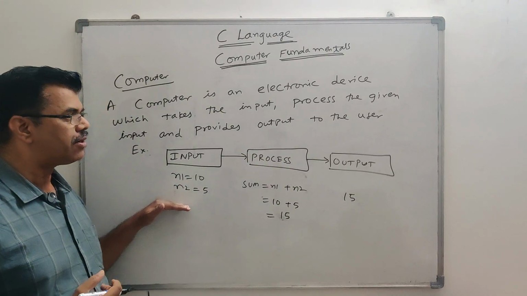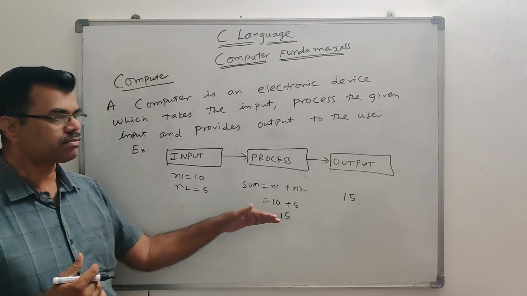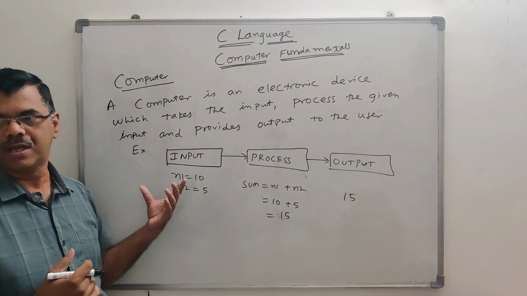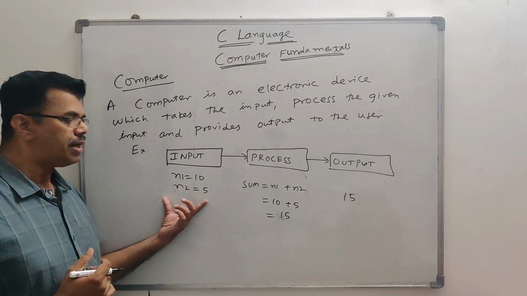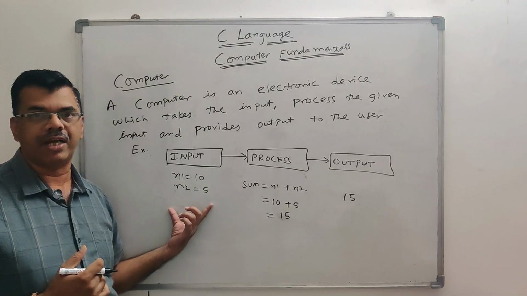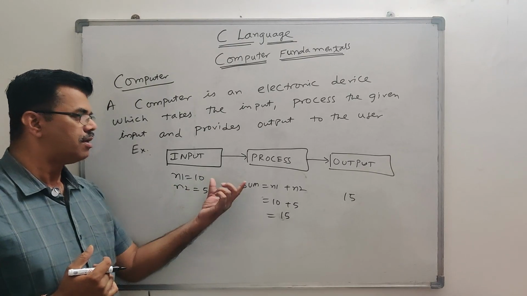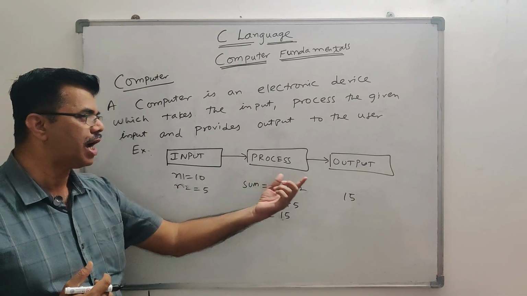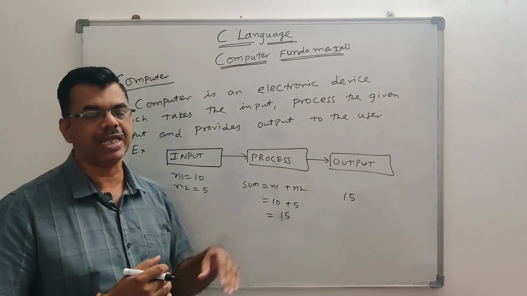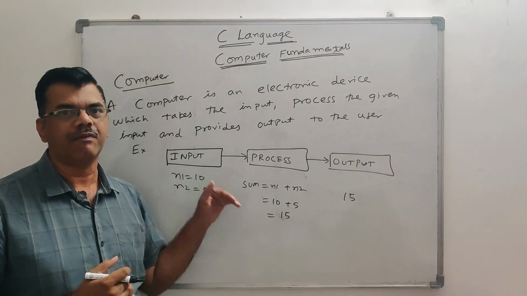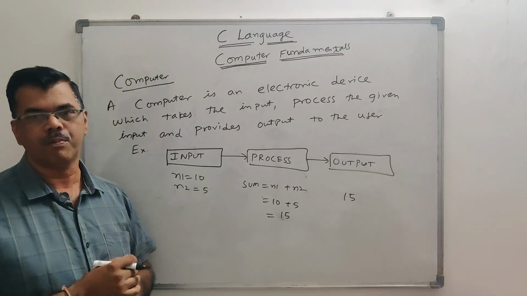So we have to think of three terms when writing programs: take the input, what input is required, what process we need to do, and what output you want to provide. These three terms are very, very important when you are a beginner writing a program.